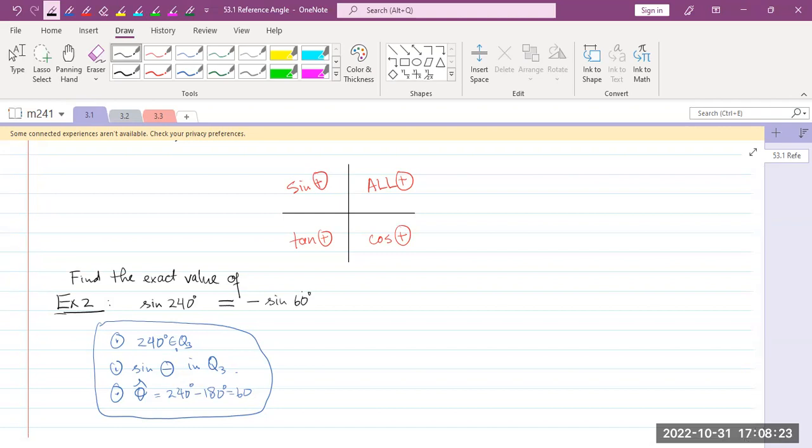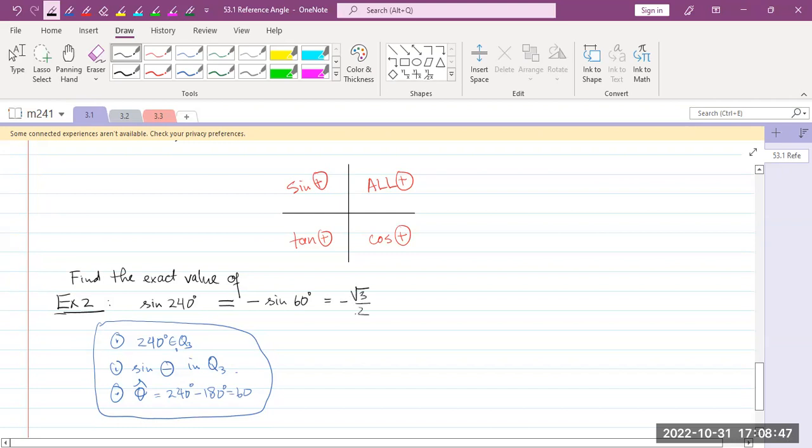Okay, how do we know it's negative, Thomas? Because it's in quadrant 3. How do we know the reference angle? Well, because it is in quadrant 3. So you think about in quadrant 3, how to convert the angle to the reference angle. Now, once you are at negative sine 60 degrees, then it must be negative of, what is sine 60 degrees? Oh, square root of 3 over 2. Now, that's how we show the work.